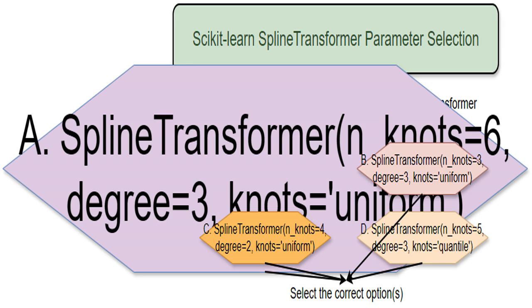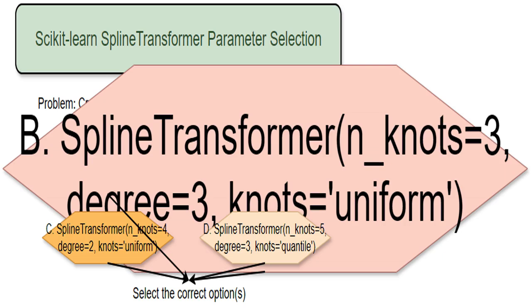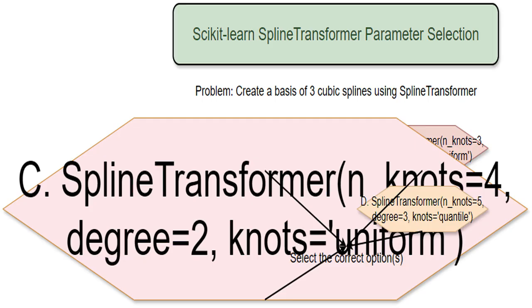This one works. Here, n_knots is 3, and degree is 3. Using the formula n equals n_knots minus degree, we get n equals 3 minus 3 equals 0. This results in 0 splines, not the required 3. This doesn't work. This option uses a degree of 2, indicating a quadratic spline, not a cubic spline.